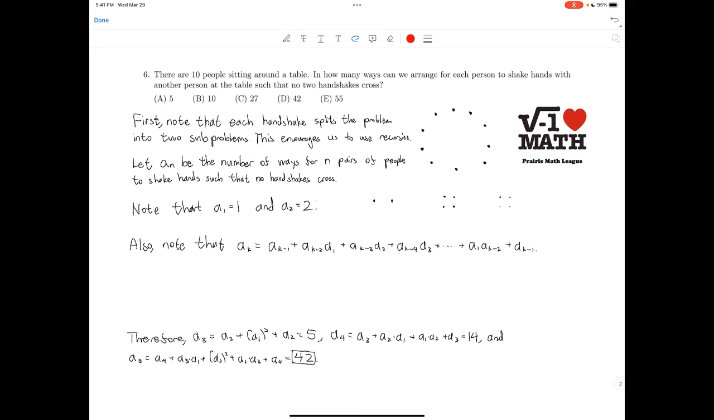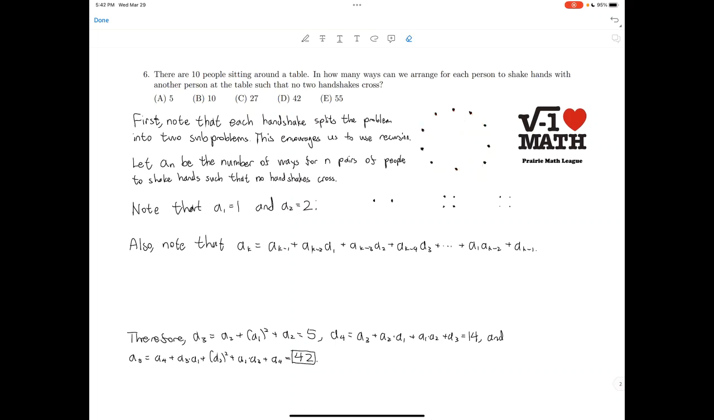Now for problem number 6. There are 10 people sitting around a table. In how many ways can we arrange for each person to shake hands with another person at the table such that no 2 handshakes cross? So, for instance, in this problem, we could have someone shake like this, someone shake like this, another person shakes like this. This is a very special example, but from here we could also go like this and this. But anyways, you get the point.